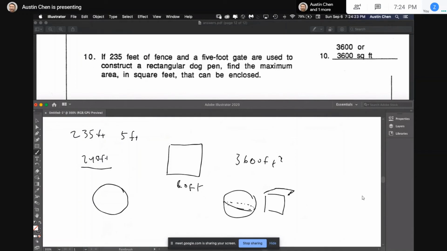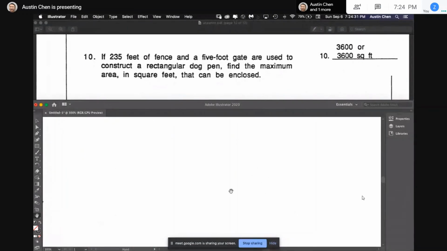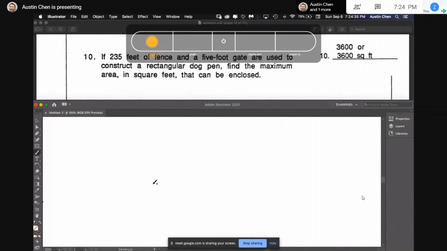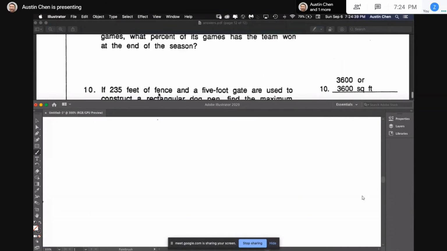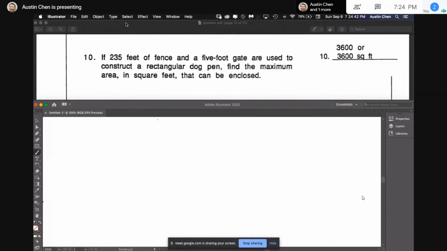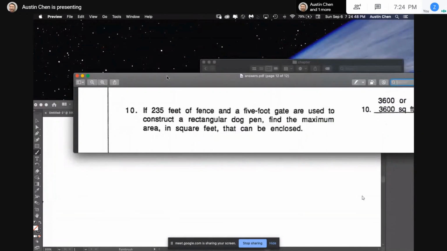All right. Anything you want to add, Bill? Basically, just for this, if you're given a set amount of perimeter or surface area, the largest area or volume you can get out of it is whatever is closest to a circle or sphere. The closer you get to a circle or sphere, the greater the area or volume will be.